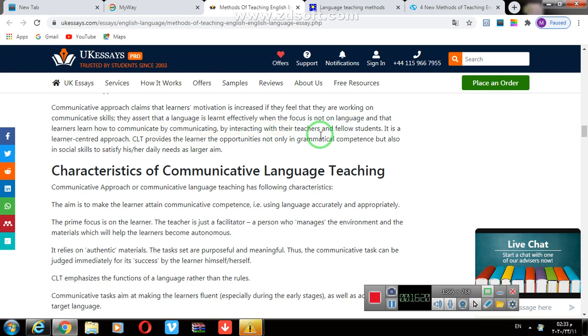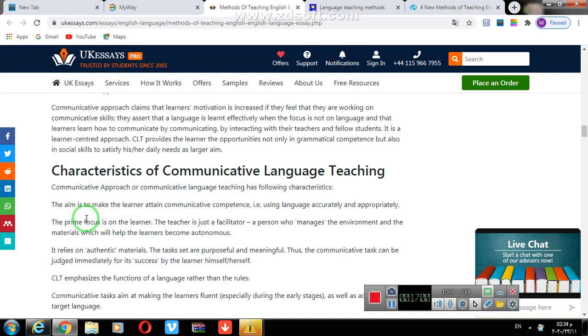So what's the objective out of this method? The objective out of this method is to teach students how to learn the target language by communicating. They have to communicate all the time by interacting with their teachers and fellow students. They have to use English all the time in the class. If they have to ask, they have to use the English language. If they have to speak with their fellow students, they have to use the English language. So it is based upon communication. Let's see, please, what are some of the characteristics of this communicative language teaching?